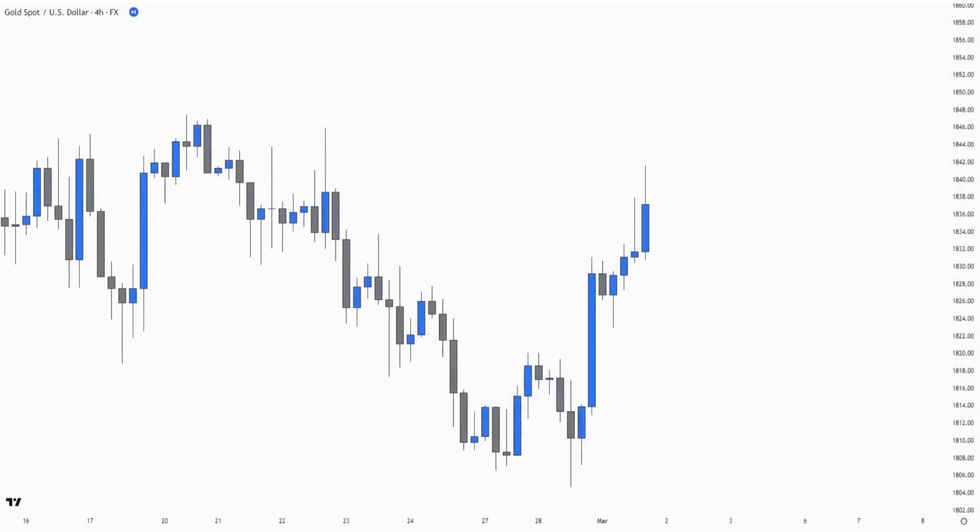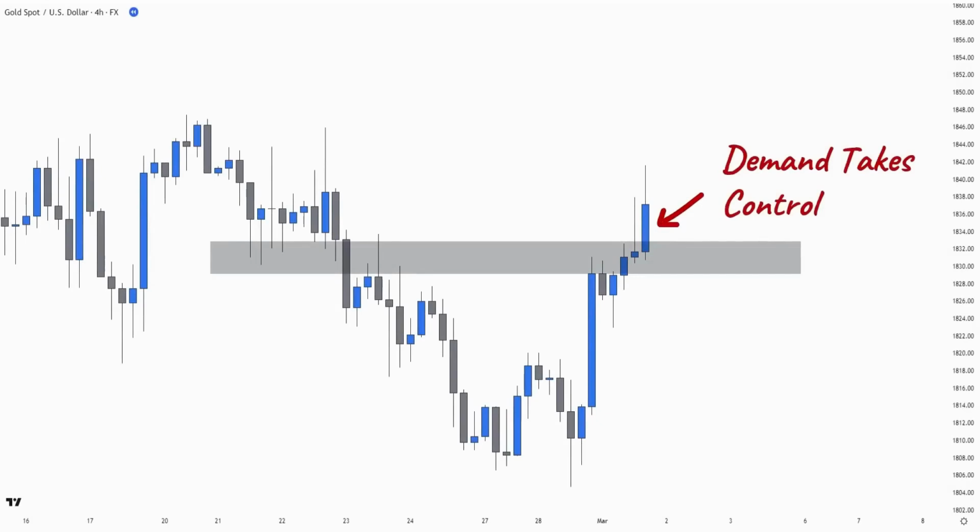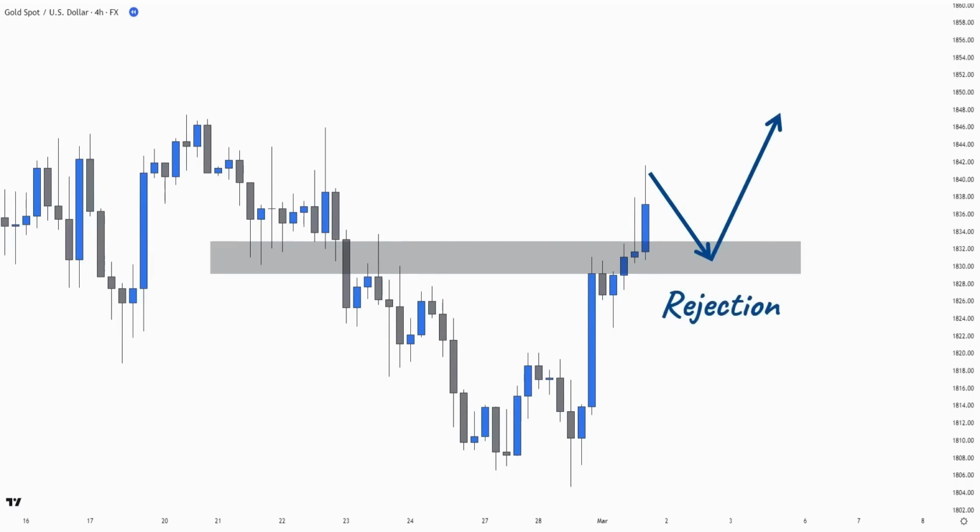Here on the gold 4 hours time frame, we recently broke the supply levels, so demand is in control. If the market pulls back to this level, it will be a great opportunity to look for long trades, since this level is a major level of structure that can potentially reject the price. So all we have to do right now is wait for the price to tap into this zone and zoom into lower time frames and look for entry reasons.